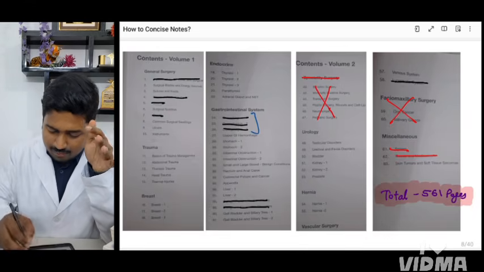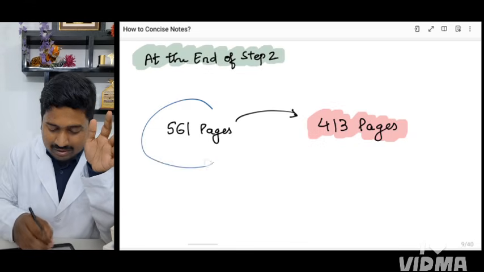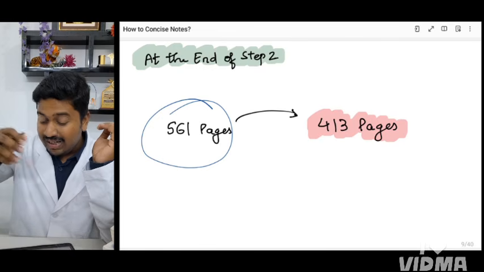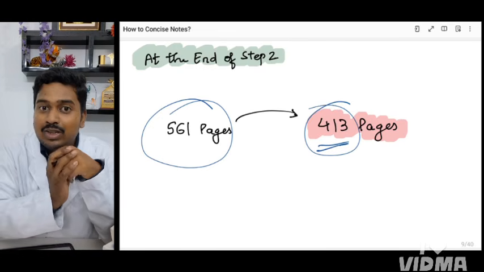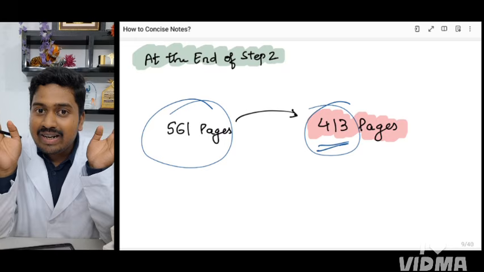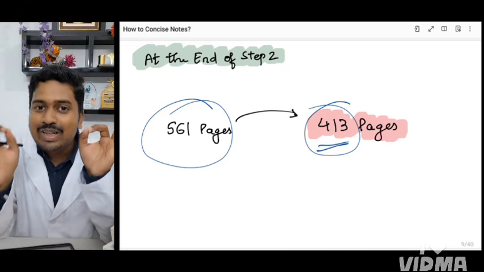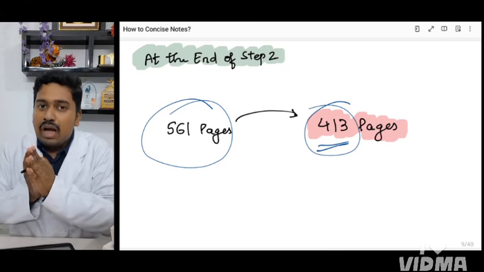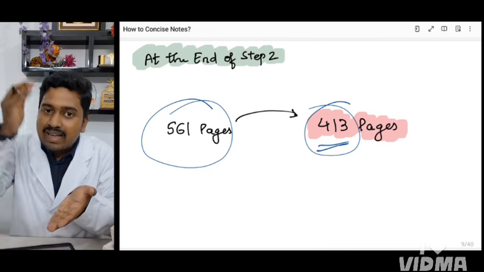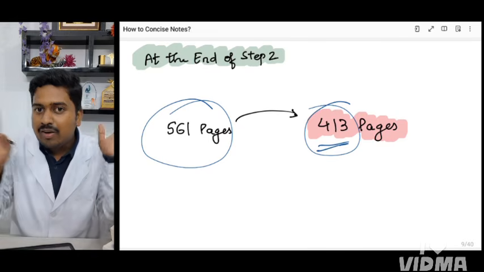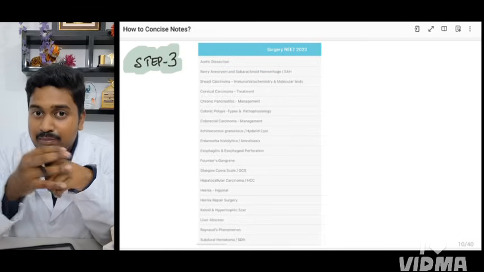So effectively, after removing all these topics, we have converted our 561 pages of notes into 413 pages. Congratulations. You have effectively eliminated around 150 pages without even going through revision. This is what is known as prioritization, triaging, and this is exactly what is required when you concise notes. We are not done yet. We'll go to the next step, that is step 3.